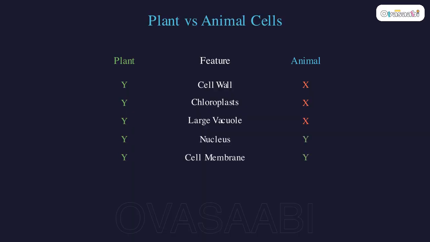Let's compare them. Plant cells have a cell wall, chloroplasts, and a large vacuole. Animal cells lack all 3. Both share a nucleus, cell membrane, cytoplasm, mitochondria, and ribosomes.